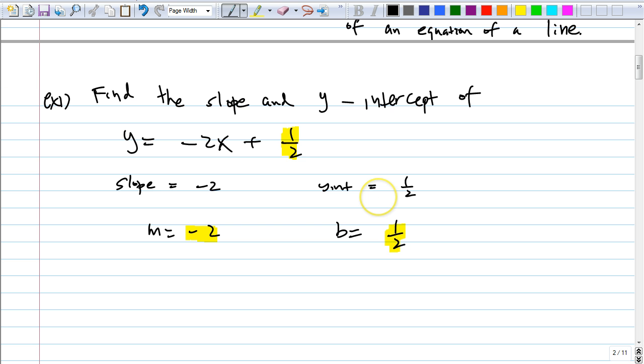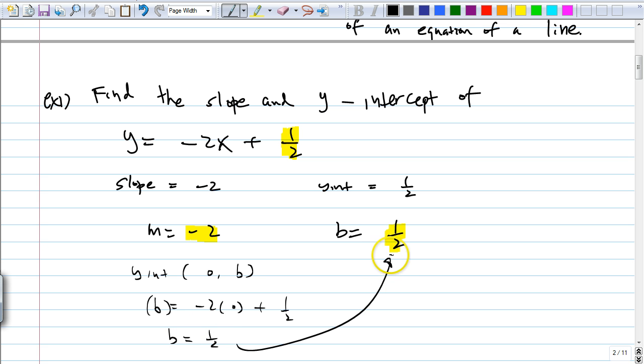Actually, let me show you that. For the y-intercept, we know it's going to be 0, comma b. When you plug in 0 for x, let's plug it in. You get b is equal to what? -2 times 0 plus half. What do you get for your b, guys? Half. Do you see how we get b equals half right there? Isn't that how we find the y-intercept? Again, if I wanted x-intercept, what do you plug in? A comma 0, not 0 comma a. You could figure it out, but that's later. All right, let's move on to the next example.